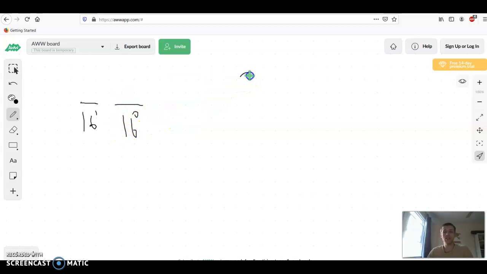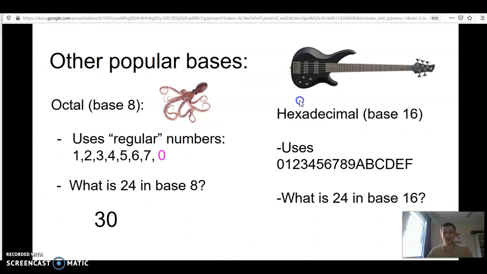So how many 16s fit into 24? I hope you guys all agree that at least one will. So if we take away 16 from 24, what do we have left over? Well, we have 8 left over, right? That means we have 1 16 and 8 ones, or 18 base 16. Oftentimes when you write numbers in different bases, you will use a little subscript to tell the person reading what base you're using. This is base 16. All right, there you go. 18 is the correct answer.